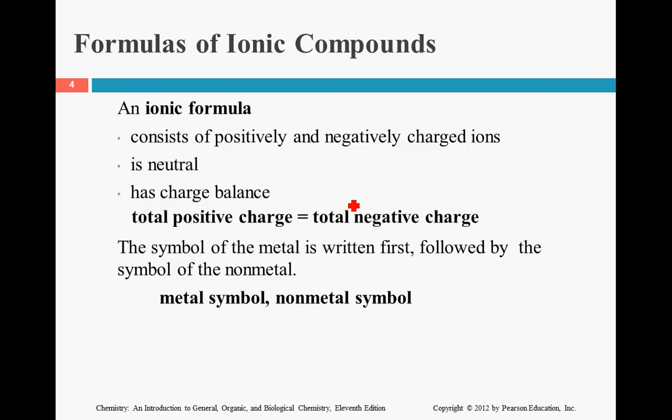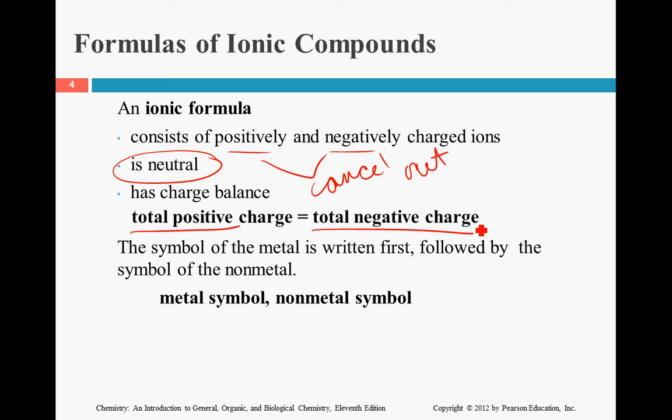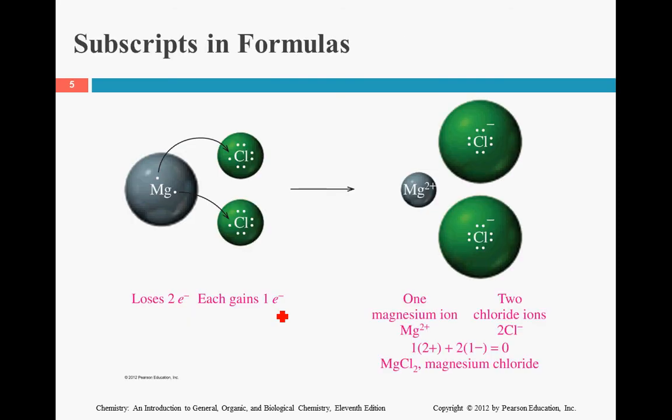An ionic formula is something that shows these positive and negative charges. However, the compounds are neutral because the positive and the negative cancel out. So their charges are balanced. The positive charge is equal to the negative charge. You always write the metal first. The positive always comes first, and then the negative.